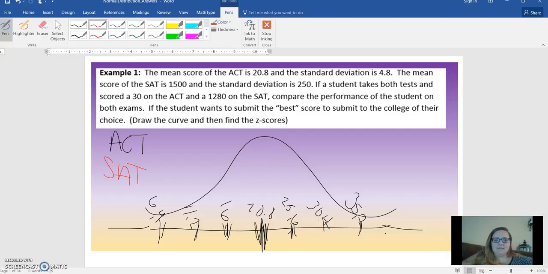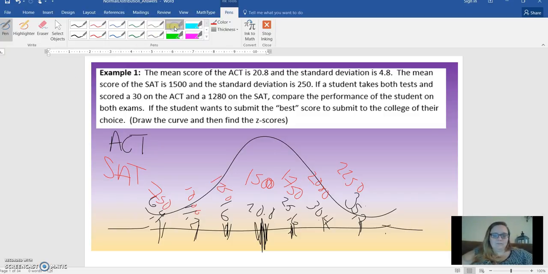All right, let's do SAT. The mean was 1500, and then 250 is the standard deviation. I hope this is the new one. This would totally be the new one, because the old SAT is out of 1600 and the new one's over a different score. Then we go minus 250, minus 250.